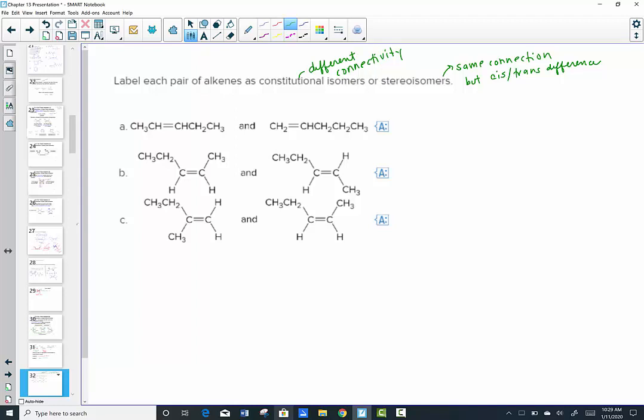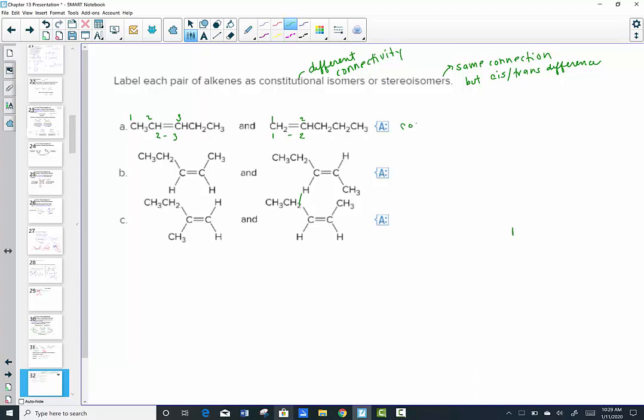Right off the bat, I can recognize that the location of the double bond is different. The double bond is located between carbon 2 and 3 in the first structure, but here it's located between carbon 1 and 2 in the next structure. Therefore, that's different connectivity. So right away, just based on that location, I know that these are constitutional isomers, different connectivity. Now let's go to work here.